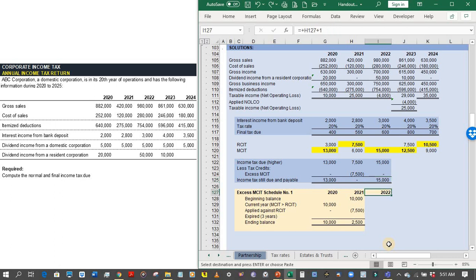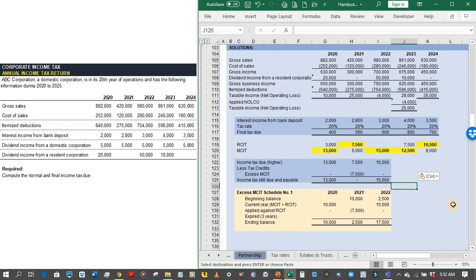So for 2022, we will start with a balance of 2,500. And since MCIT is greater than RCIT in this year, there is an excess MCIT for 2022 of 15,000 pesos. So that is 15,000 less 0. Then, since RCIT is lower than MCIT in 2022, there is no applied excess MCIT for this year. And there will be no expiration. So that is why our ending balance in 2022 is 17,500 pesos. Now let us proceed to 2023.